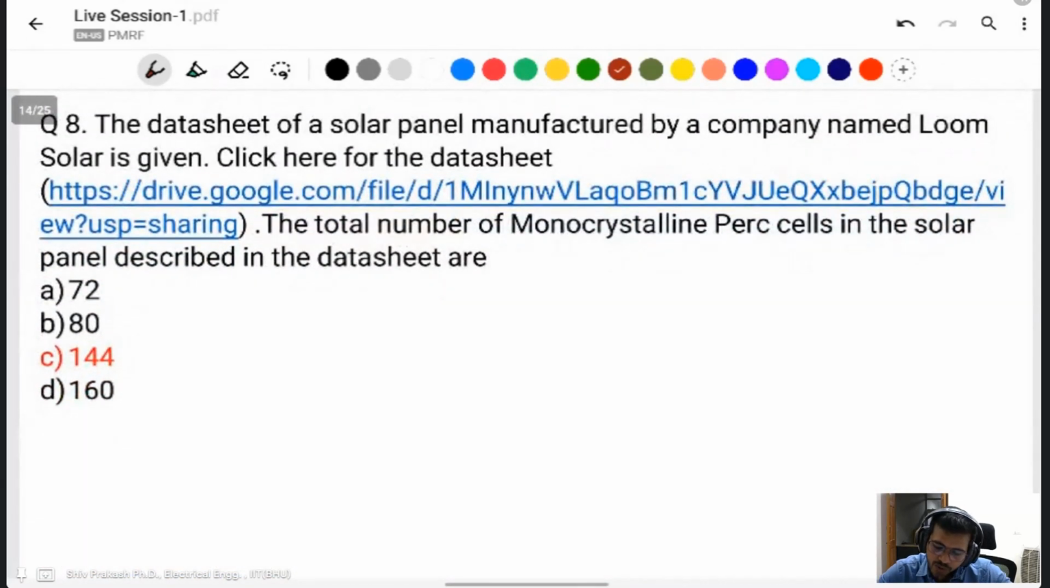The data sheet of a solar panel manufactured by a company named Loom Solar is given. Clear the data sheet. The total number of monocrystalline cells in a solar panel is described in the data sheet. This question is related to the study of the data sheet.